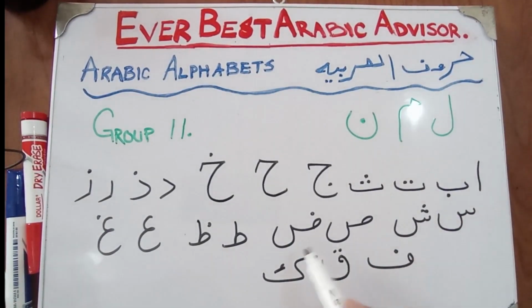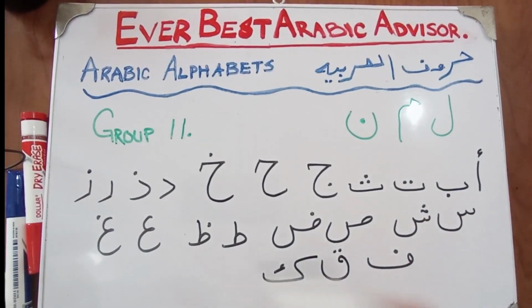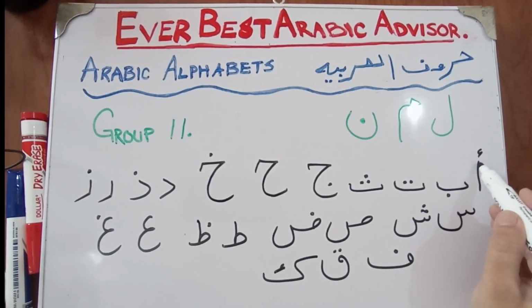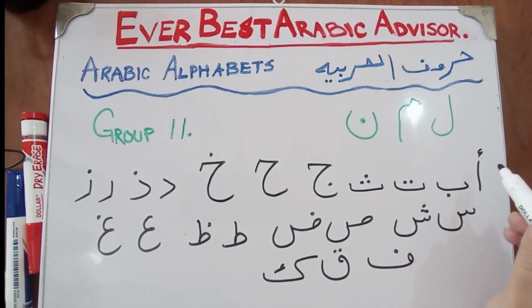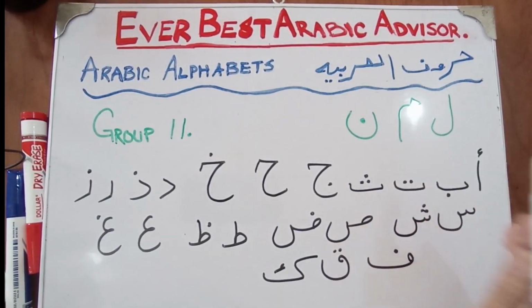The first letter, along with Hamza, which is the 29th letter, or 28th letter, we discuss with Alif. Why we discuss Hamza with Alif, you can find in my video, lesson number 1, group number 1. So we discuss it in group number 1.